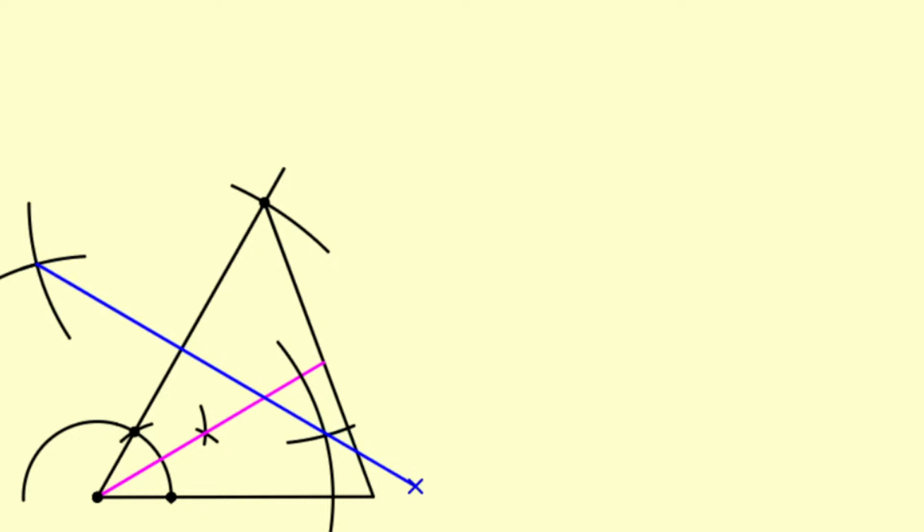Yes, so you can see I have drawn the perpendicular bisector also. They are intersecting at one point.